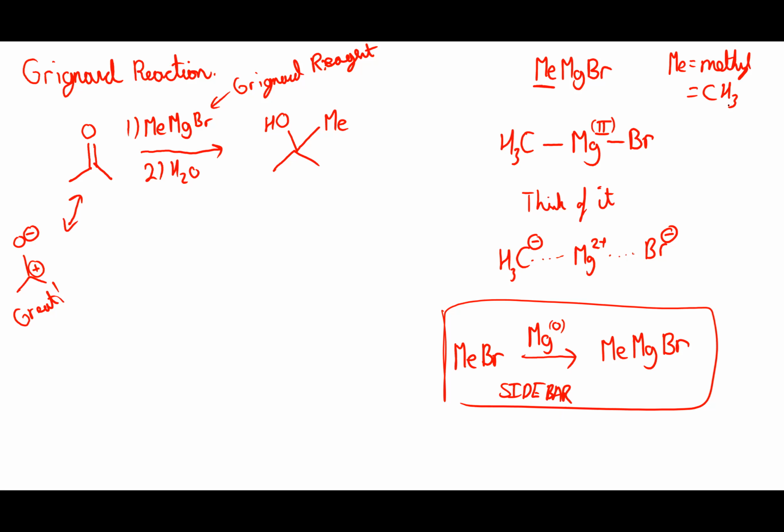I think we've done this already. Hopefully, I think I've written methyl for CH3. Just like ethyl, Et, equals CH2CH3. So what we're effectively looking at with this methyl magnesium bromide is we can think mechanistically of it being Me minus.